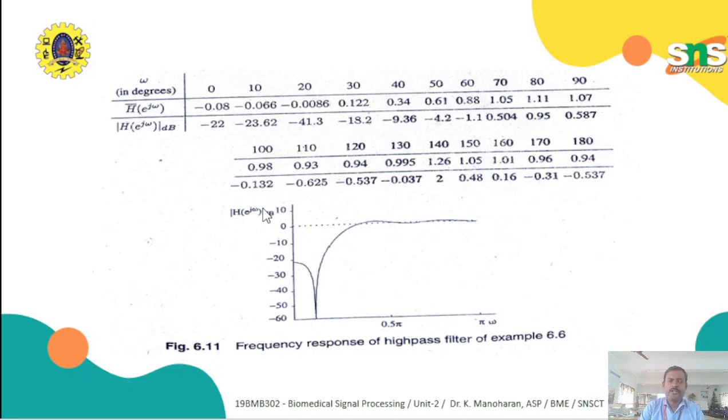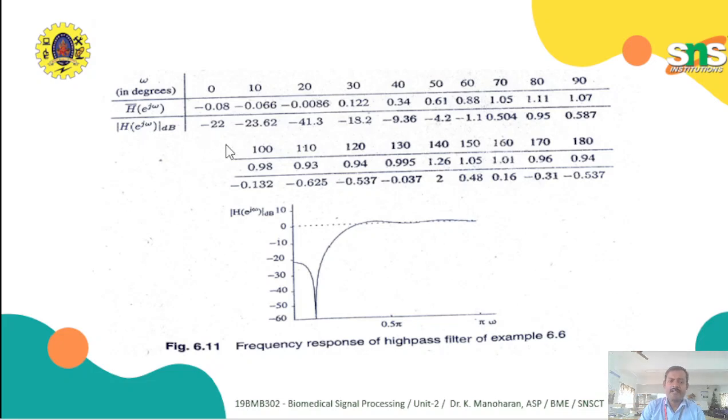After that we need to find the dB. So for that we need to take the modulus of this H bar of e power j omega. After that we need to take a logarithm and we need to multiply it. So 20 into logarithm of modulus of H bar of e power j omega, that will be plotted here. Look at this. This is the value for this.